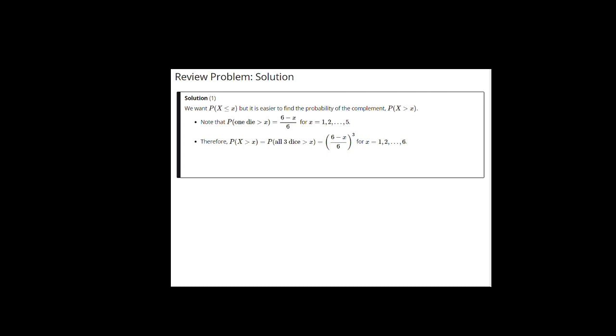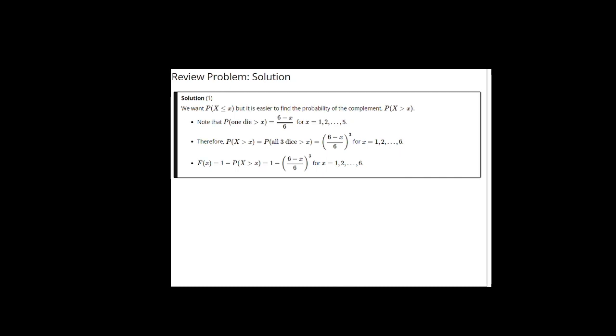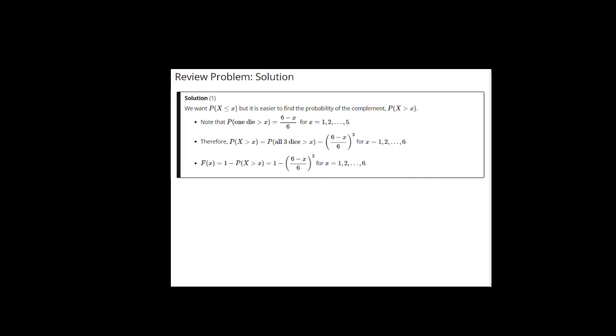Possible values of x here are 1, 2, up to 5. But we're interested in the probability that x is less than or equal to x, the complement of that event. That's F of x. And that's 1 minus the probability x is bigger than x, 1 minus ((6 minus x) over 6) to the power 3. And once again, that's only an appropriate formula for x equals 1, 2, up to 5. So this provides the cumulative distribution function, but we wanted values for the probability function little f of x.